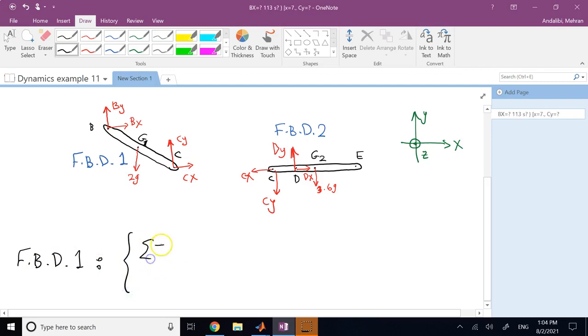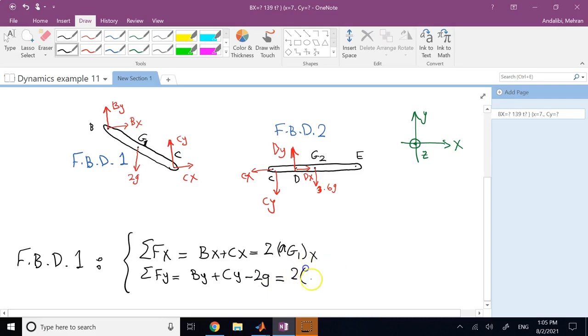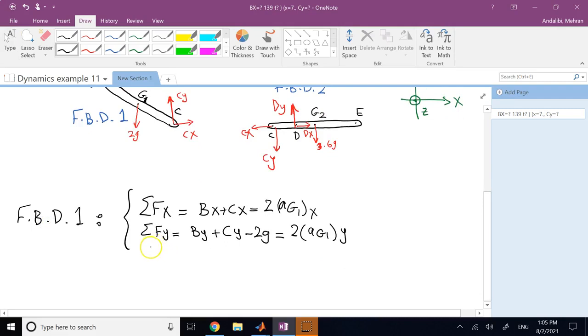So we have sum of the forces along the x direction is going to be Bx plus Cx is equal to mass, which is 2 kilograms, times acceleration of the centroid G1 along x direction. Sum of the forces along y is equal to By plus Cy minus mg, m is 2, is equal to m times acceleration of point G1 along the y direction, and then summation of the moments about G1 in a counterclockwise positive manner.